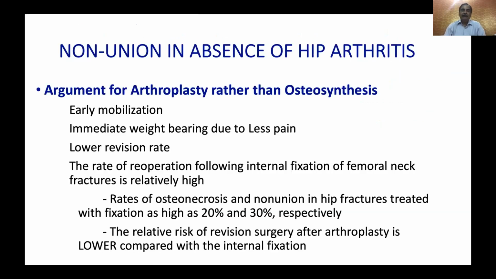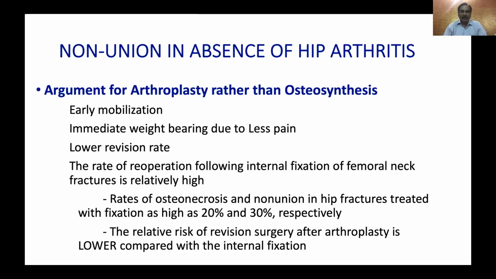But then, if you don't have a hip arthritis and you have a non-union in an elderly, not Dr. Maggu's patient group, there are arguments for arthroplasty rather than osteosynthesis, because you can mobilize these patients early. You don't have to put them through a restriction of weight bearing. They can immediately bear weight.